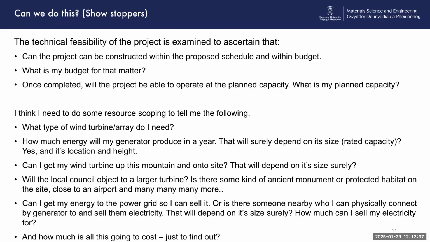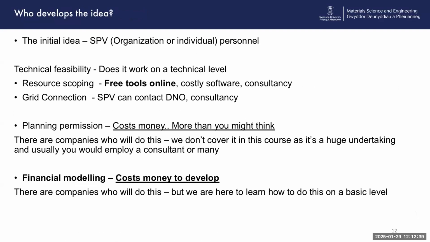Okay, this is called development. Who develops the idea? Well, the initial idea has to come from the company. There's professional companies who will do this every day. It's their job to do these kind of things. But as small organizations, you have to come up with an idea. We need technical feasibility, okay? So we need to do resource scoping.